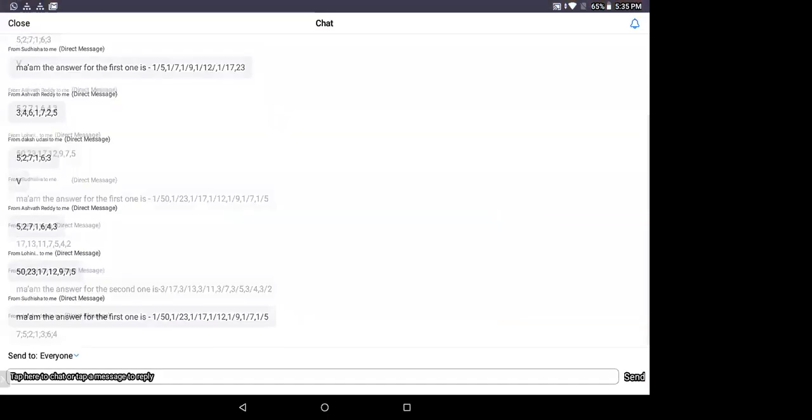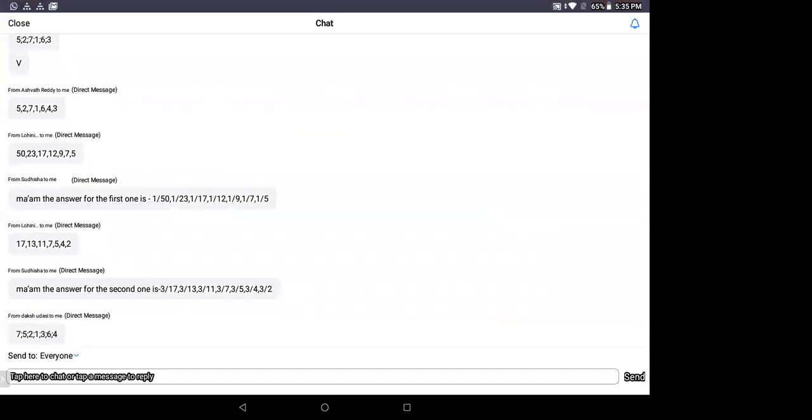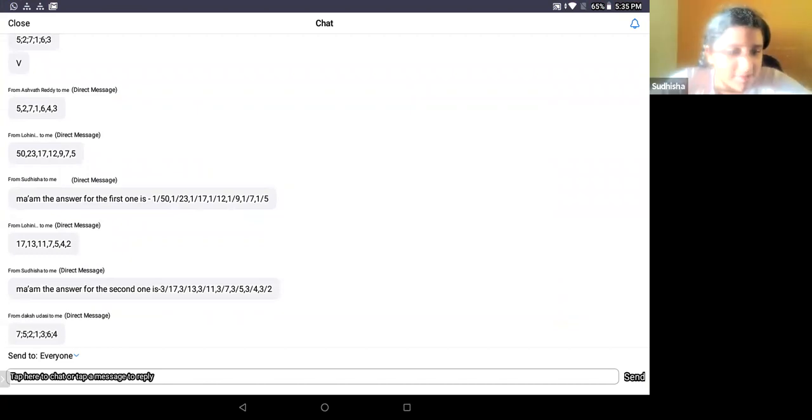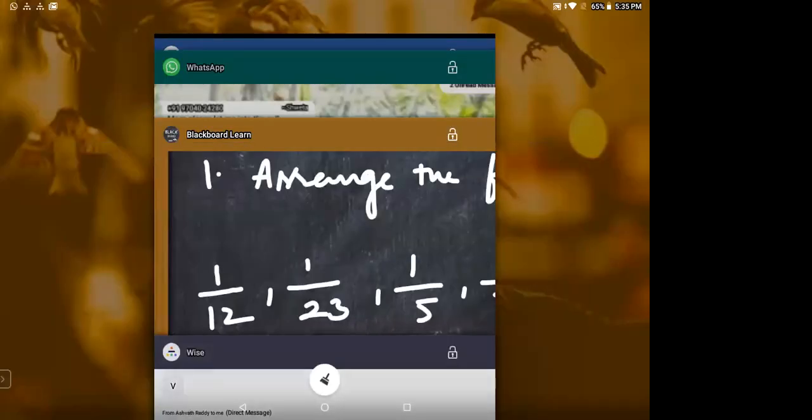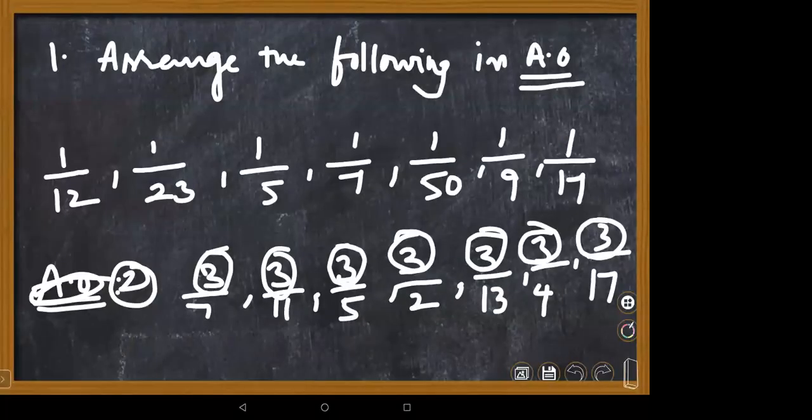Okay, can you check? Now I can see. Daksh, you're absolutely correct. Even Sudisha is correct, but he kept only 7. It's okay, but whatever the value is, it is absolutely correct. Ashwat, you got the point.